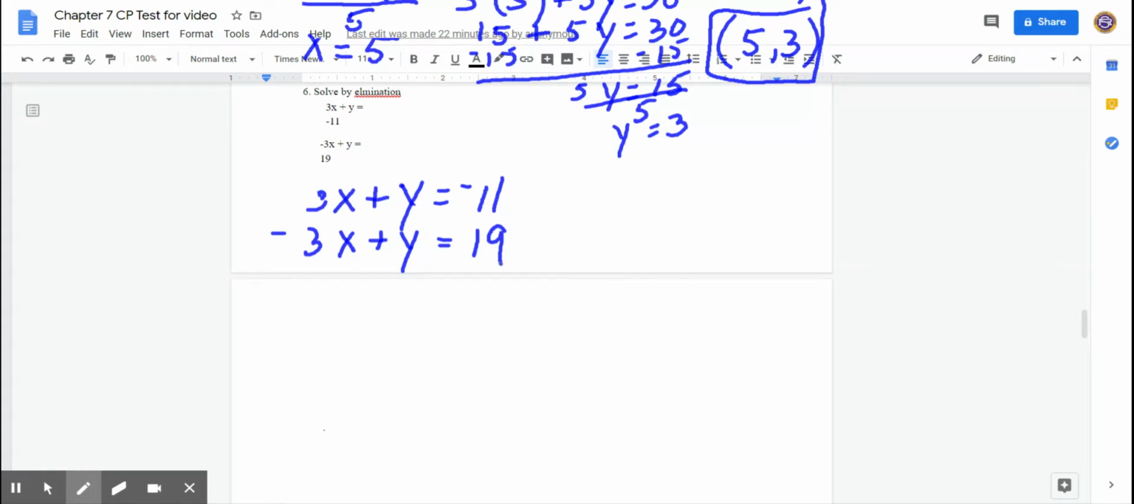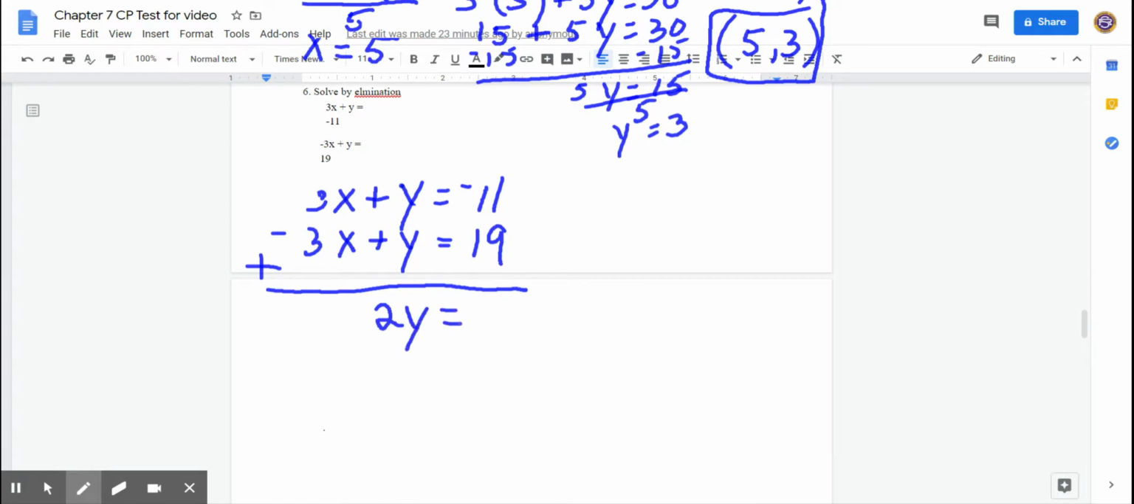So we look at the variables to see if any of them have coefficients that are already opposites. If we look at those x's, one has a coefficient of 3, one has a coefficient of negative 3. So if we add those, the x is going to be eliminated, gone. So when we add, 3 minus 3 is 0, 1y plus 1y is 2y.